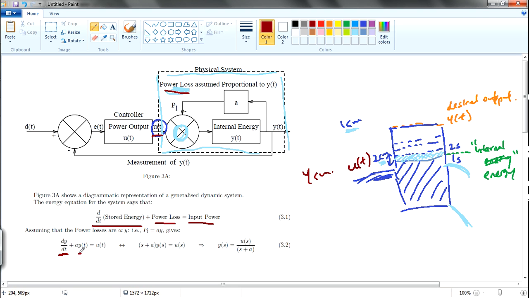So therefore AY(t), okay, the power loss is proportional to the amount of output in this case. So in this case, these two added together will give you the amount of input. So it makes sense, right?